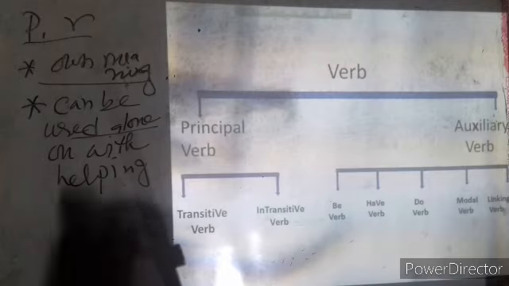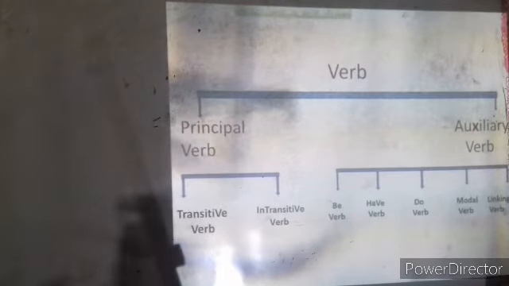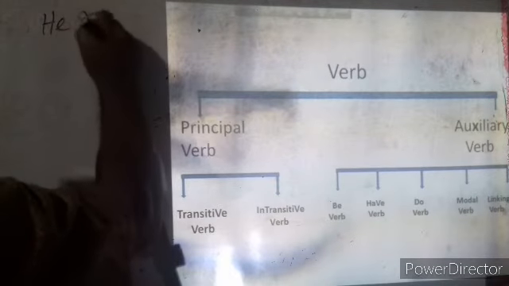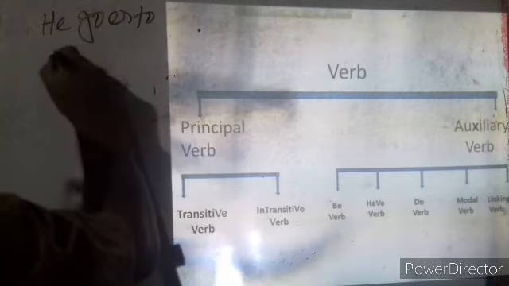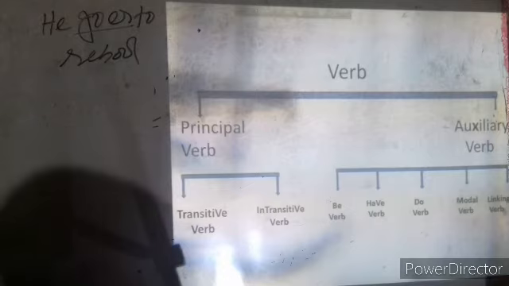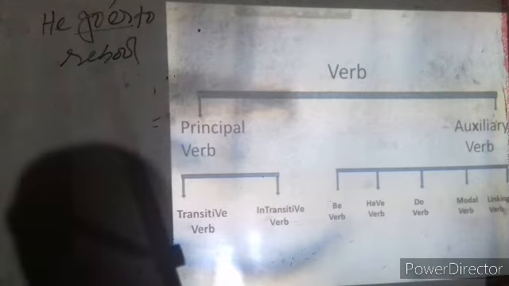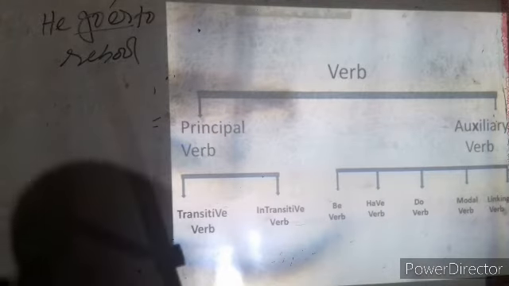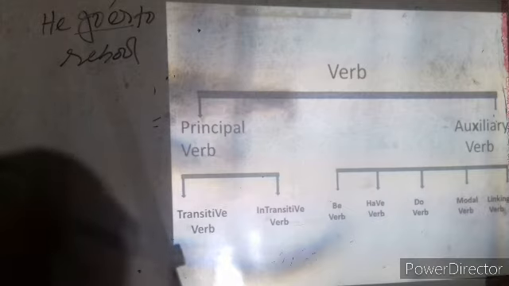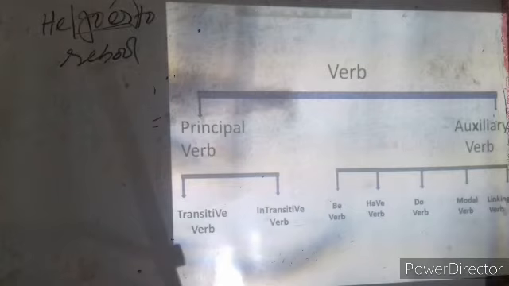Look at the example. He goes to school. Here goes is principal verb because it has own meaning. And next characteristic is it can be used alone. Here goes is used alone in this sentence.